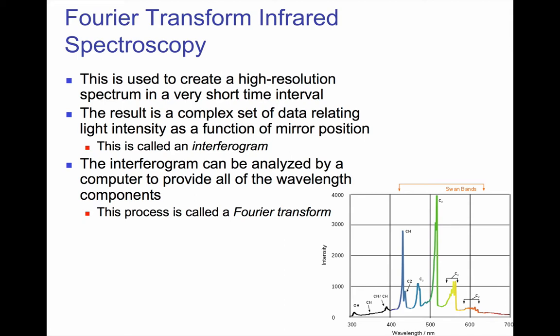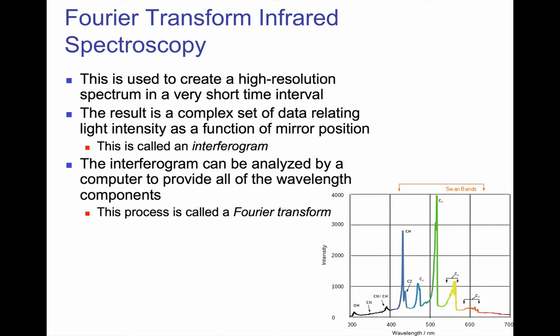To do this, there is a set of mirrors acting as an interferometer between the source and the detector. As one of the mirrors is moved, different wavelengths are transmitted as they get constructive interference in the forward direction.